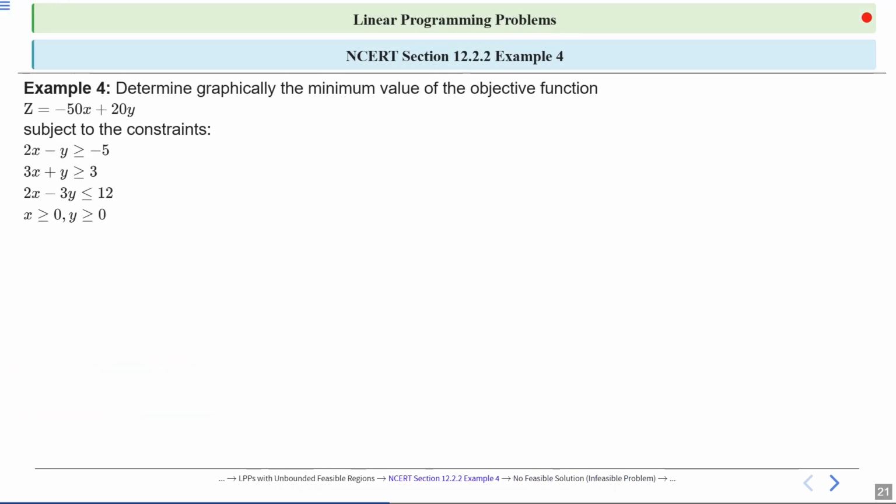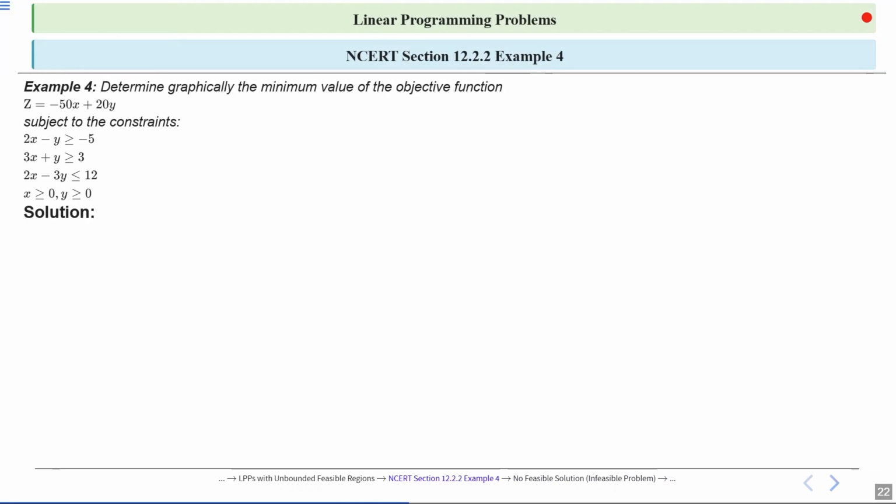Now let's see this example. Here in this example, we need to determine graphically the minimum value of the objective function Z = -50x + 20y, subject to the constraints 2x - y >= -5, 3x + y >= 3, and 2x - 3y <= 12, and x >= 0 and y >= 0. First of all, try it yourself and then see the solution.